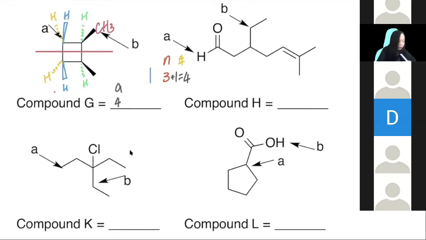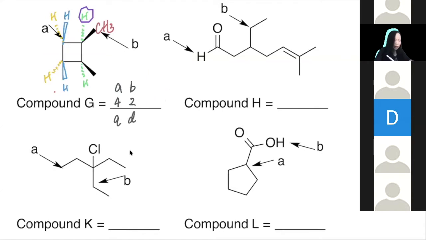And for B, I'm expecting the green hydrogen to be its neighbor. For signal B, there is only one neighbor according to our n plus 1 rule. So for B, I'm expecting to see a doublet peak. A is going to be a quartet peak. B is going to be a doublet peak.